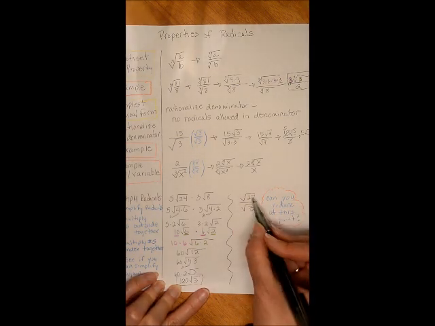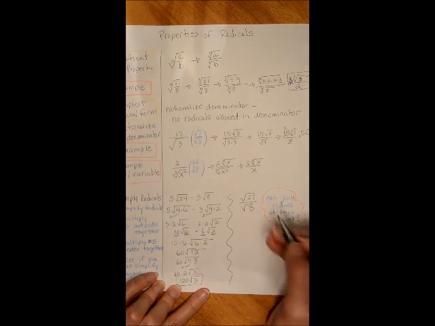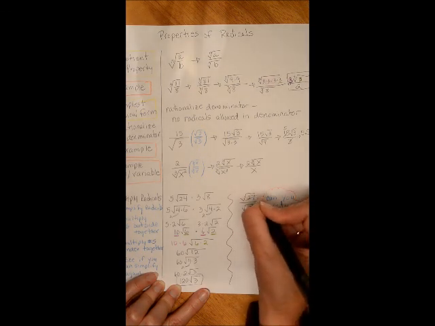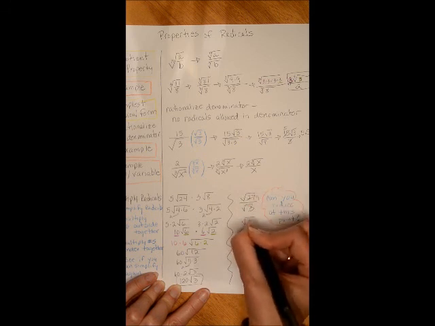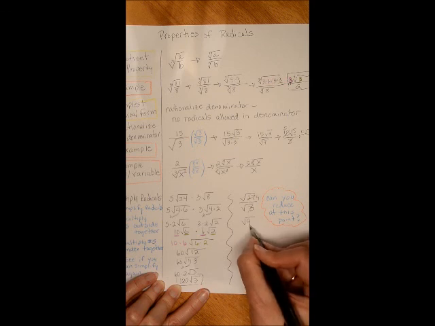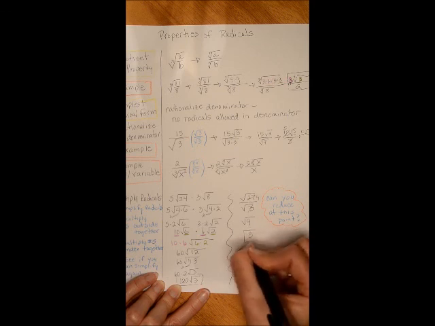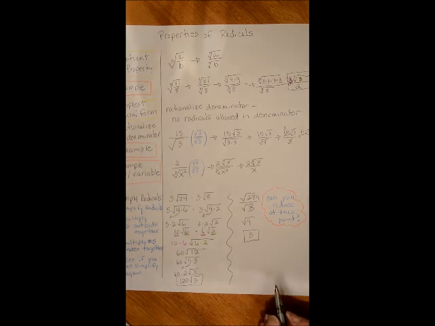Because they're both under the radical sign, 3 goes into 27 9 times. So what I'd have is square root 9. Well, what's the square root of 9? 3, and I have my answer really quickly. I didn't have to rationalize the denominator at all.